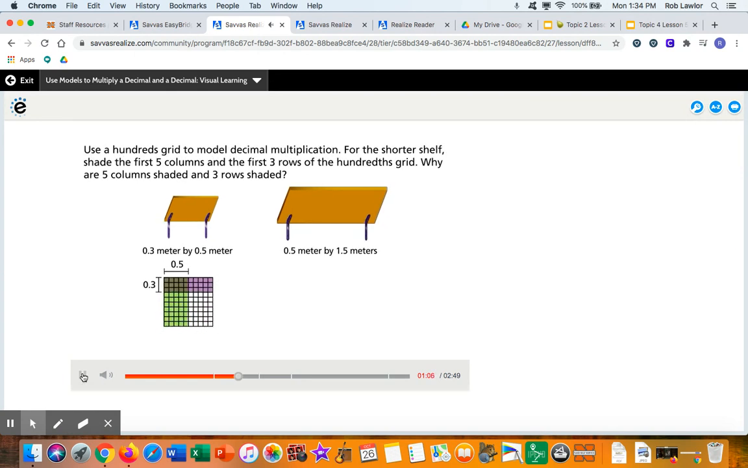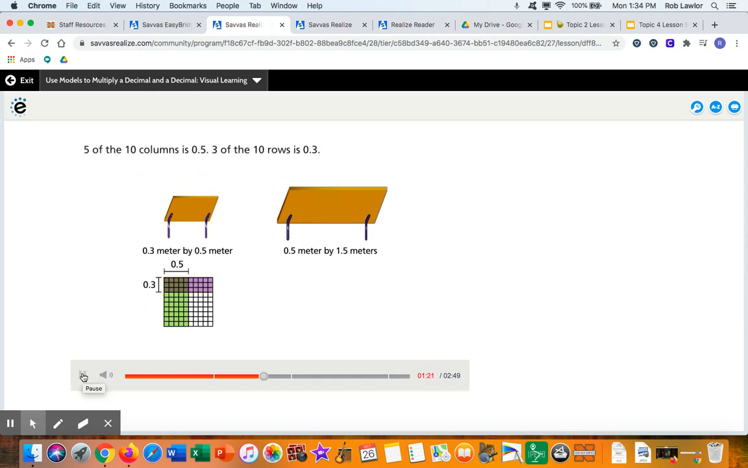Use a hundreds grid to model decimal multiplication. For the shorter shelf, shade the first 5 columns and the first 3 rows of the hundredths grid. Why are 5 columns shaded and 3 rows shaded? 5 of the 10 columns is 5/10. 3 of the 10 rows is 3/10.